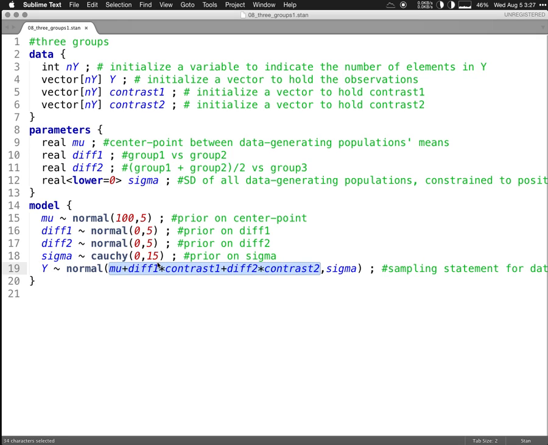And when it comes to establishing what the value of y should be, it's normally distributed with an error of sigma and a mean that is mu, the overall mean for all the groups, plus diff1 times this contrast plus diff2 times this contrast. So this is actually going to come out to 0 for all the rows in which contrast 1 is 0. So for all the group 3 folks, they have this as being equal to 0.